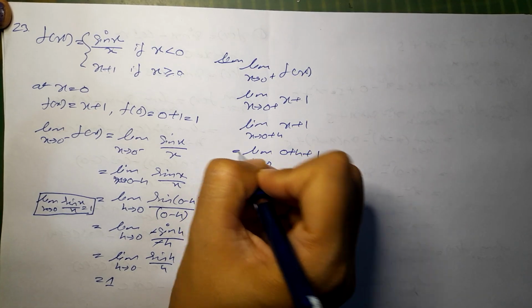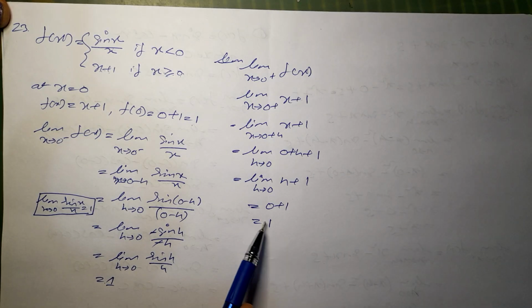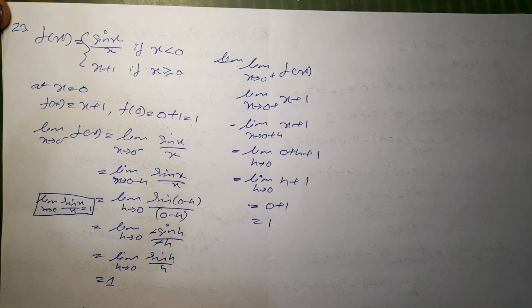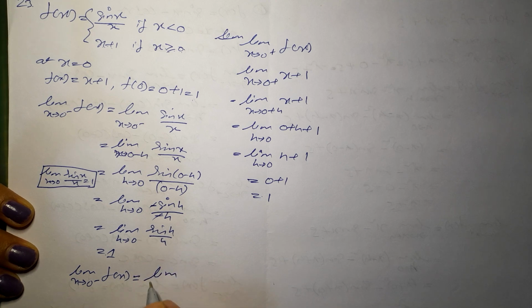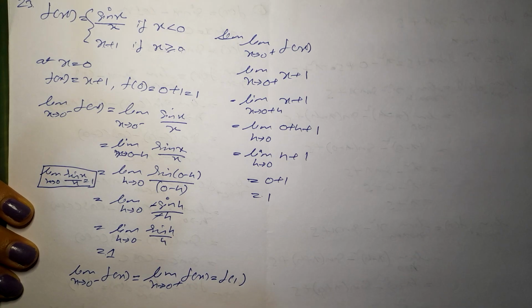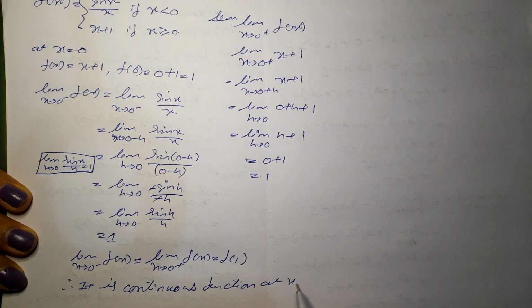So all three are equal. f of 0 is 1, the left hand limit is 1, the right hand limit is 1. So we got limit x tends to 0 minus f of x is equal to limit x tends to 0 plus f of x is equal to f of 0. It is a continuous function at x equal to 0, therefore it is continuous.